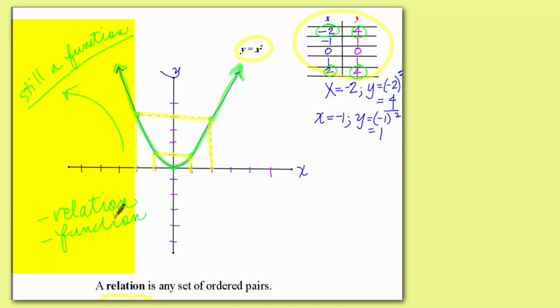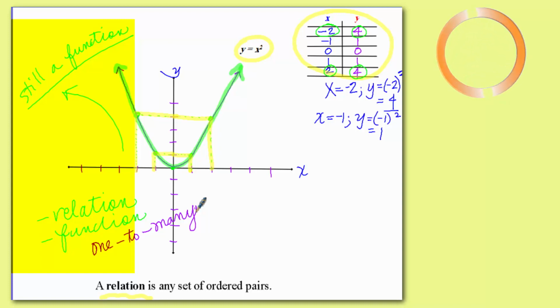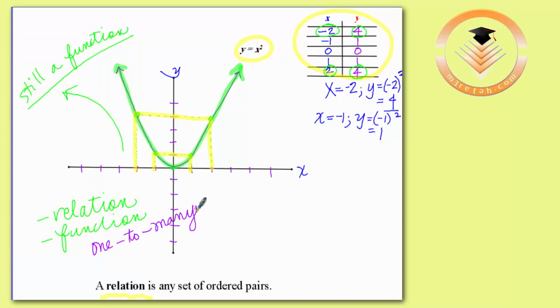And this is what we call many to one. This is still a function, because for every x value, we get a corresponding y value, although our y value will not be unique for different x values.